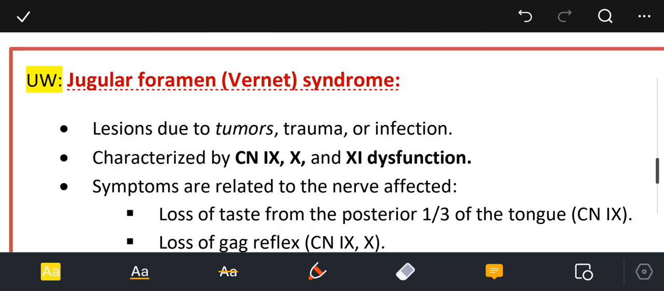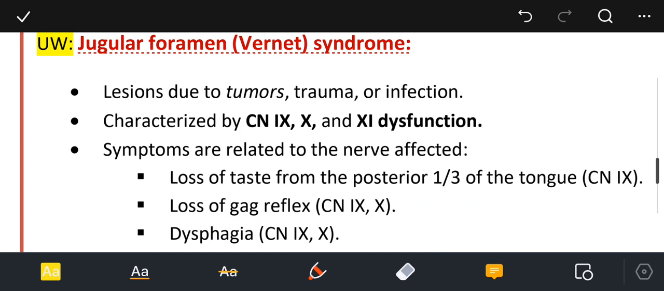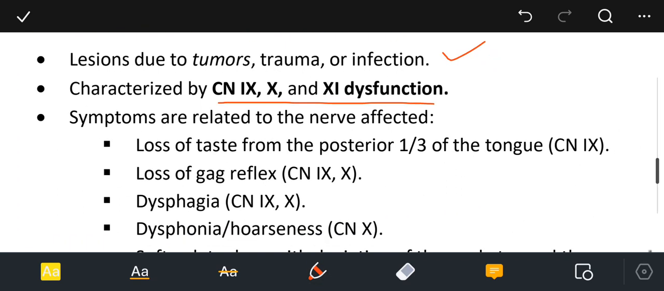The next point is about the jugular foramen syndrome, that is also called as the Vernet syndrome. The lesions are due to tumor, trauma or infection. It is characterized by the cranial nerve 9, 10 and 11 dysfunction. Symptoms are related to the nerve affected.